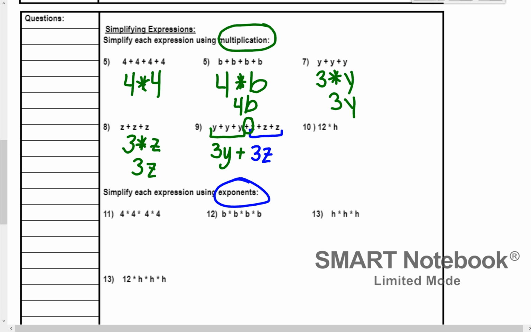Number 10, I want to change a little bit. I want to make this an h squared. So it's 12 times, here, let me just rewrite it. 12 times h squared. I want to show you that 12 times h squared looks super fancy, but all we're going to do is take that multiplication sign out, and it's just 12h squared. We don't need a multiplication sign between a number and a letter. It's always implied that it's multiplication. So that is one way that we simplify expressions, by using multiplication when we are adding things together.